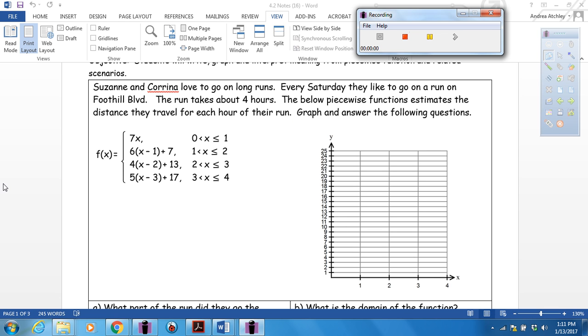Okay, so we're going to use this piecewise function to graph it, and then figure out what it means. So the first thing we're going to know is what we care about when we run, just so you know, because I run, is how fast we're going, right? Speed. How is that related to math and an equation? Miles per hour is what the speed would be in, okay?